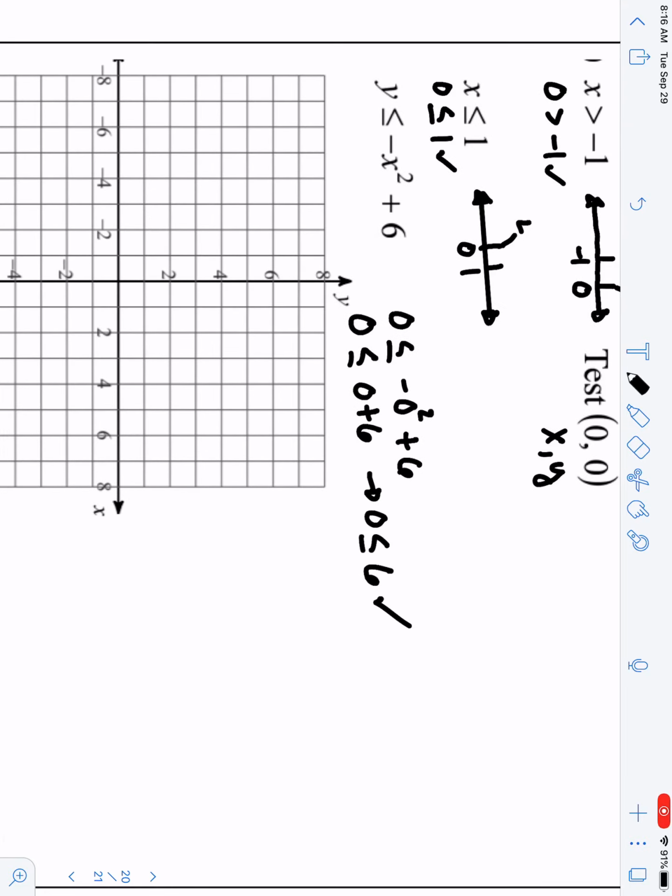So the test point must satisfy, or make true, the statements of all the given inequalities. If it doesn't, then it's not an answer. Okay. So if it didn't satisfy this first one, then we would have known it's wrong, because when we shade it, it wouldn't fit the shading for all three.